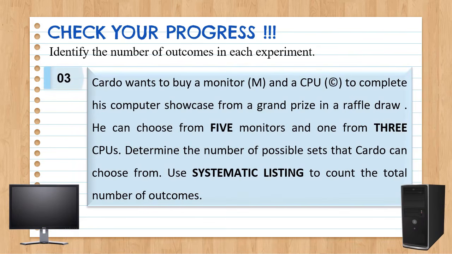Next, for number 3, Cardo wants to buy a monitor and a CPU to complete his computer showcase from a grand prize in a raffle draw. He can choose 1 from 5 monitors and 1 from 3 CPUs. Determine the number of possible sets that Cardo can choose from. Use systematic listing to count the total number of outcomes.